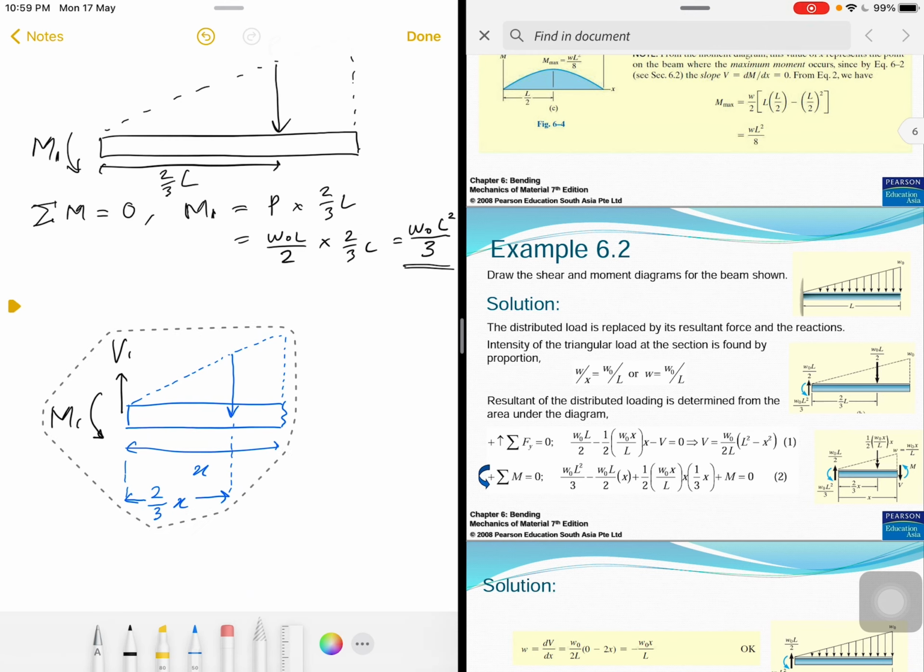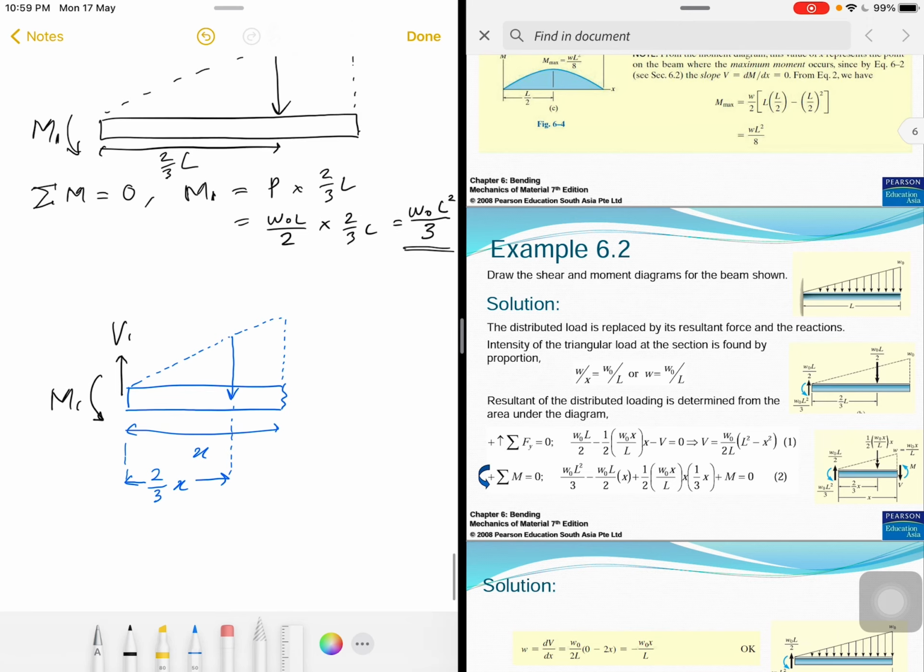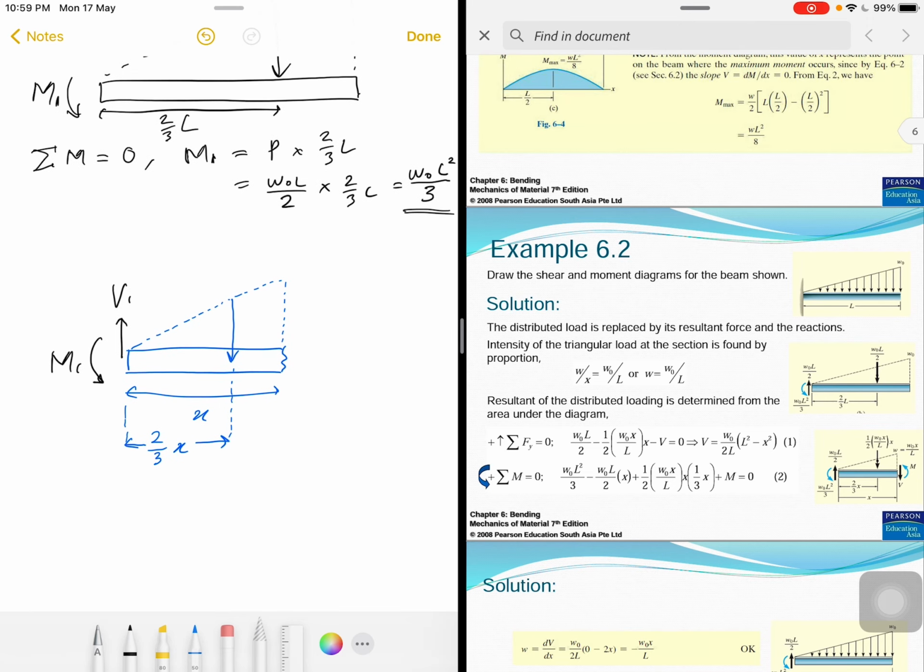Okay, we put it here, and then we know the value of V1 and M1 already. So right now we want to include the shear V and also the moment at the cross section. So this is the equation that we want to find V and M across the beam.